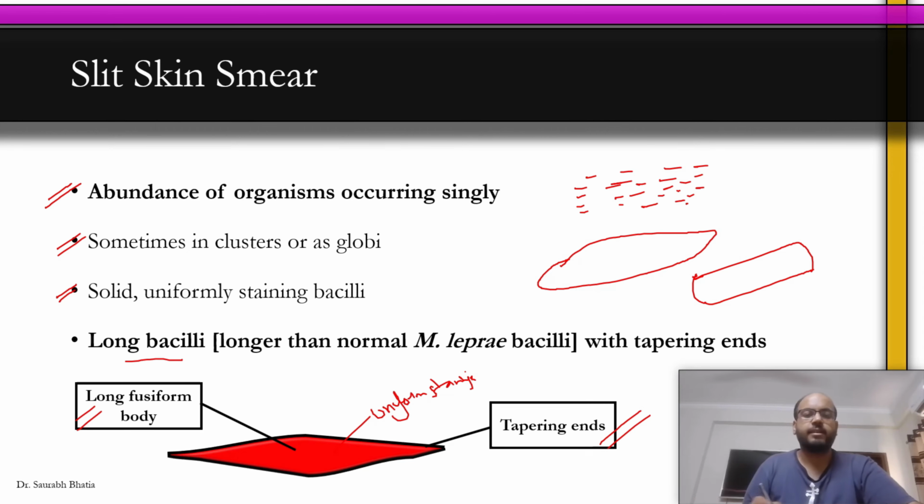But in a slit skin smear, the M. leprae bacilli are fusiformly arranged. That is why some authors believe it's because of a mutant M. leprae bacillus that leads to formation of histoid leprosy rather than lepromatous leprosy, because there is some issue with the M. leprae bacilli, some genetic difference leading to formation of histoid leprosy. Let's move forward.